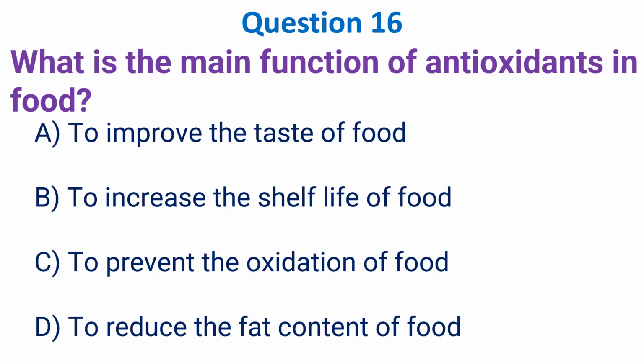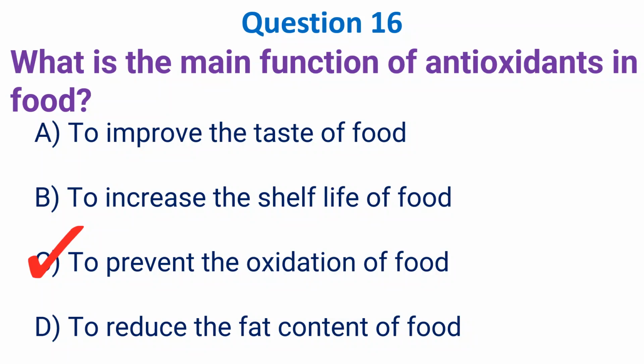Question number 16. What is the main function of antioxidant in food? Options are option A, to improve the taste of the food, option B, to increase the shelf life of the food, option C, to prevent oxidation of the food, option D, to reduce the fat content of the food. And the correct option is option C, to prevent the oxidation of the food.